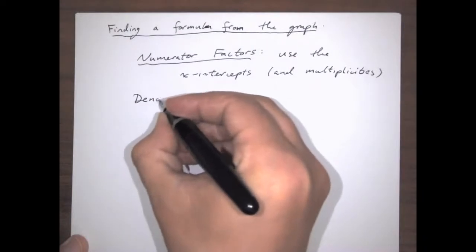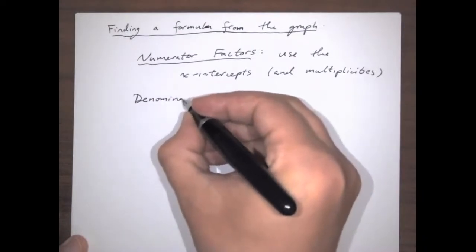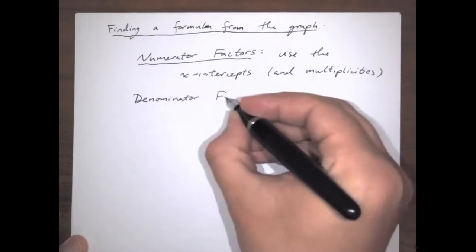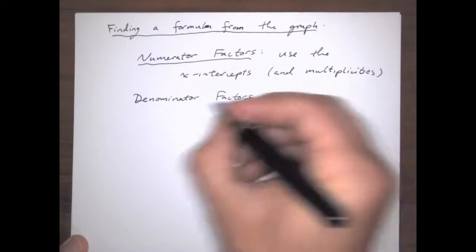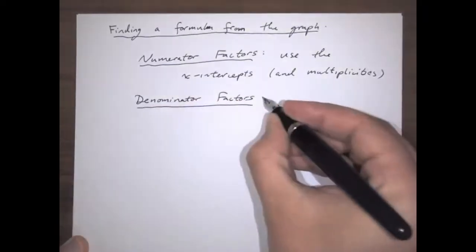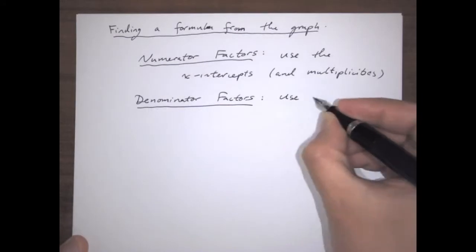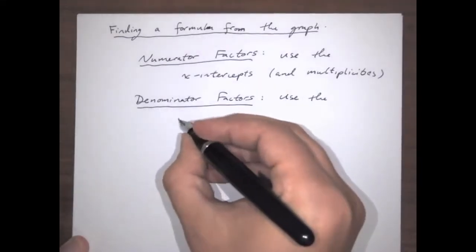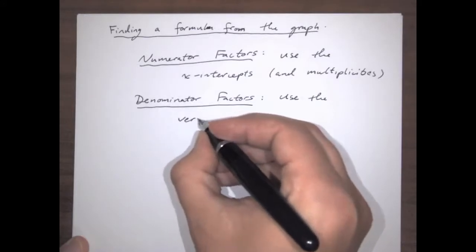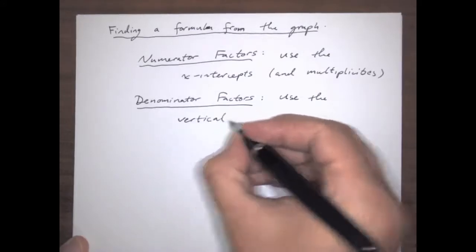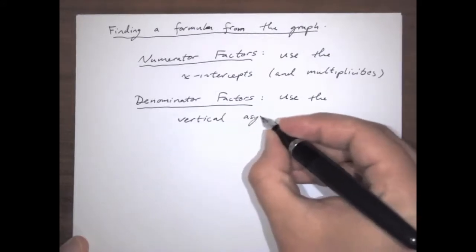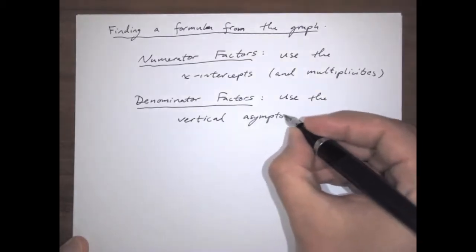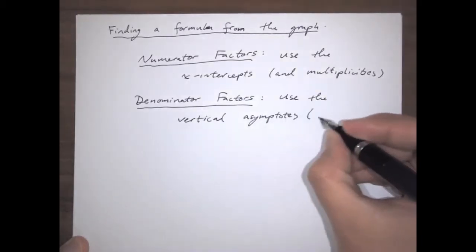The denominator factors. For these, use the vertical asymptotes and their multiplicities.